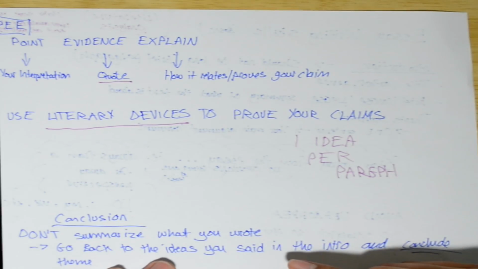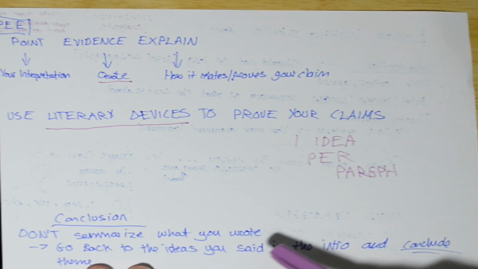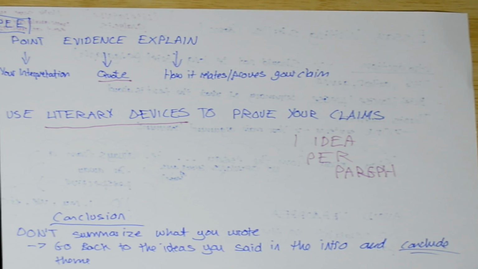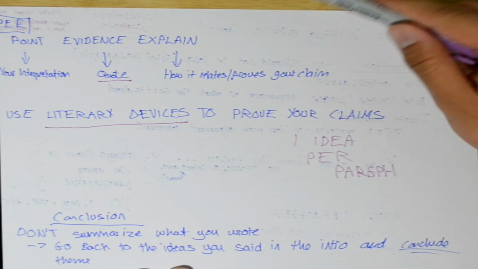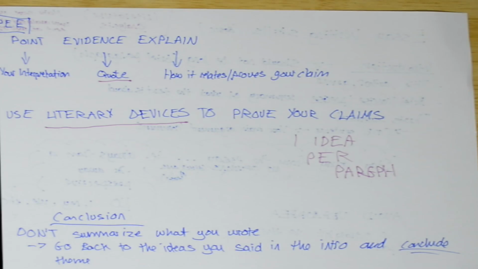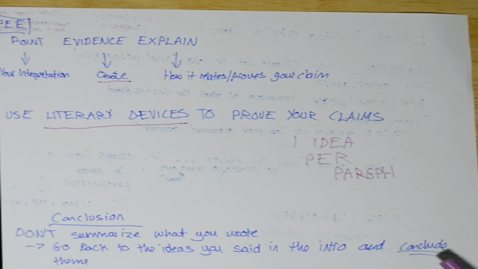And then in your conclusion, don't just summarize what you wrote, because then it's just pointless. Like, what's the point of doing that? The point of the conclusion is returning to the introduction and creating some closure to it. Go back to the ideas you said in the intro and conclude them. So you go back to your thesis statement and you take a position on whether it was proven, disproven, or the extent to which it's important.